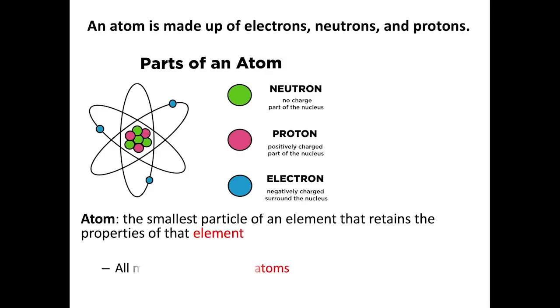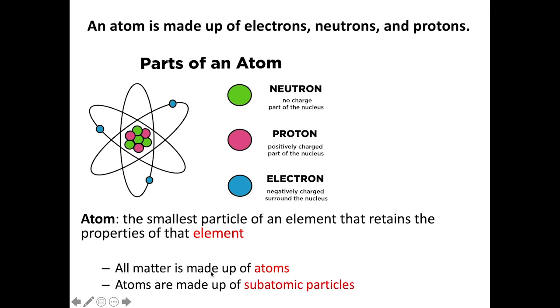Okay. So again, the definition of the atom: it's the smallest particle of an element that retains the properties of that element. So every different element is going to have a slightly different type of atom. Copper's atom is going to look a little bit different from silver's atom, from hydrogen's atom. And we'll talk about how you can tell what type of element it is by looking at the atom. All matter is made up of atoms, and atoms are made up of subatomic particles. Subatomic particles are these little guys that we're going to talk about individually.